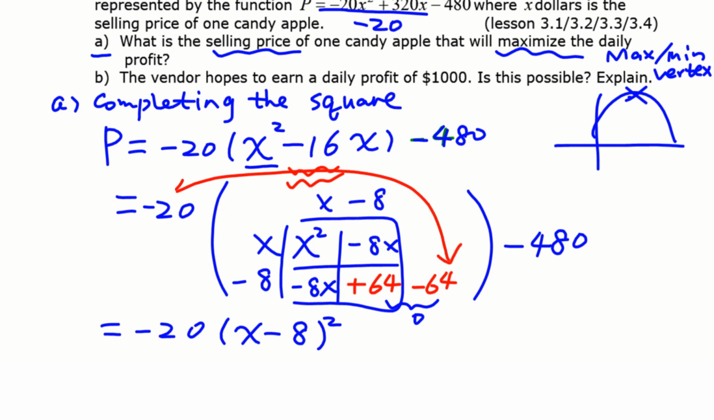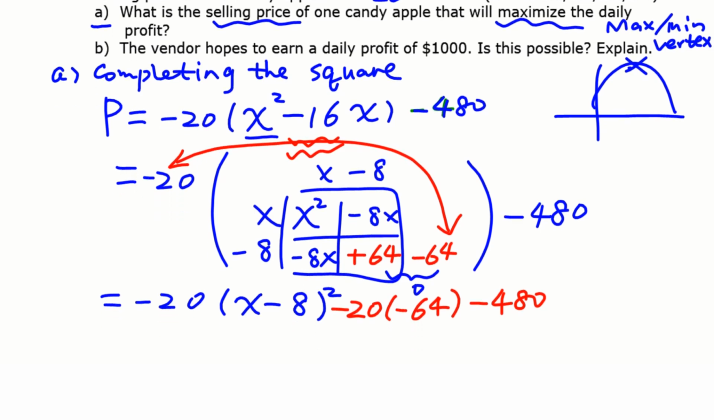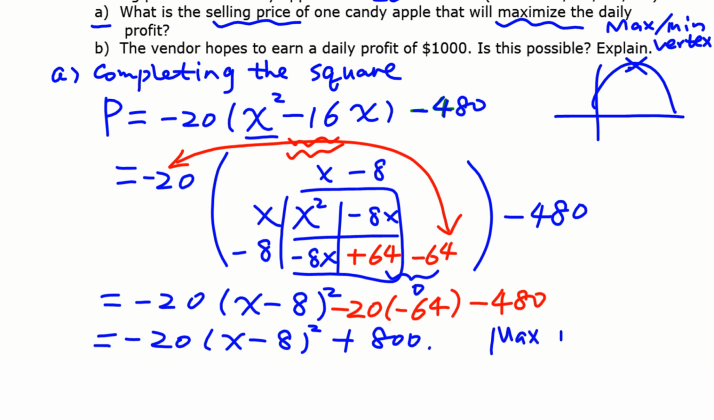This number we didn't use for the perfect square, so -20, -64, then -480. You collect the like terms, you will have negative 20 times x minus 8 bracket squared plus 800. So the max profit is 800, and the selling price is your x value, your p value. The selling price is 8.